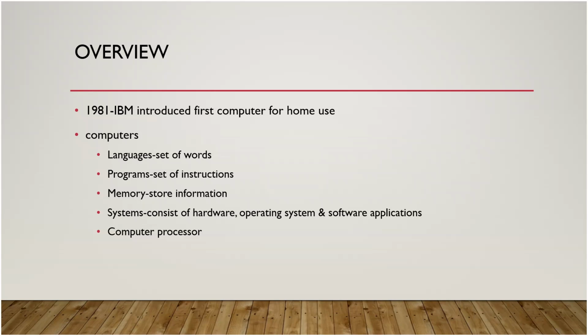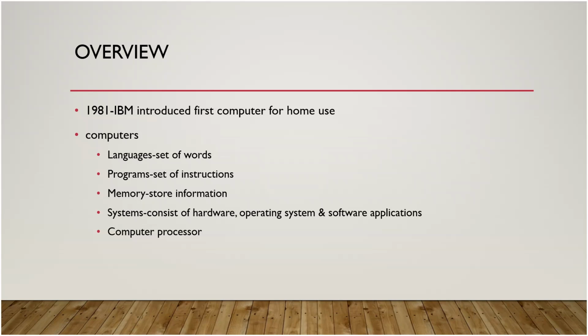And then systems. So what do systems consist of? They consist of 3 parts. They consist of your hardware, such as your mouse, your keyboard, and your operating system, your OS. So it could be Apple, it could be Android, it could be Windows. So those are different types of operating systems. Then we have software applications.